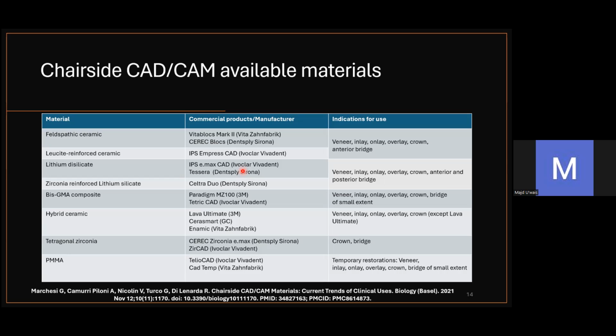All of these materials, as you can see, are indicated for veneer, inlay, onlay, overlay, and crowns. Feldspathic ceramic and leucite reinforced ceramics are also indicated for anterior bridge. Lithium disilicate and zirconia are indicated for anterior and posterior bridge, besides the veneer, inlay, onlay, overlay, and crowns. And GMA composite and PMMA are indicated also for bridge, but to a small extent.